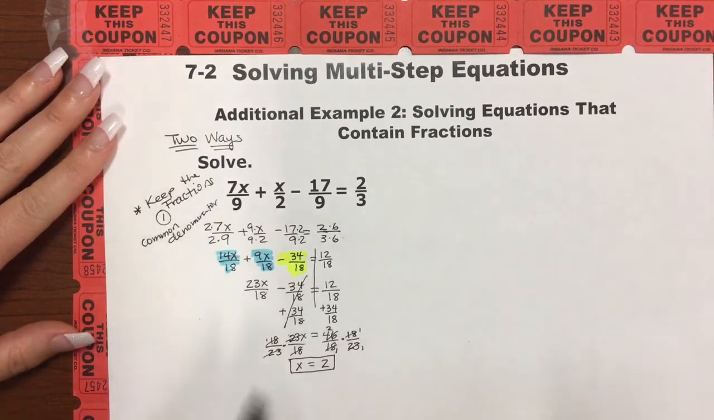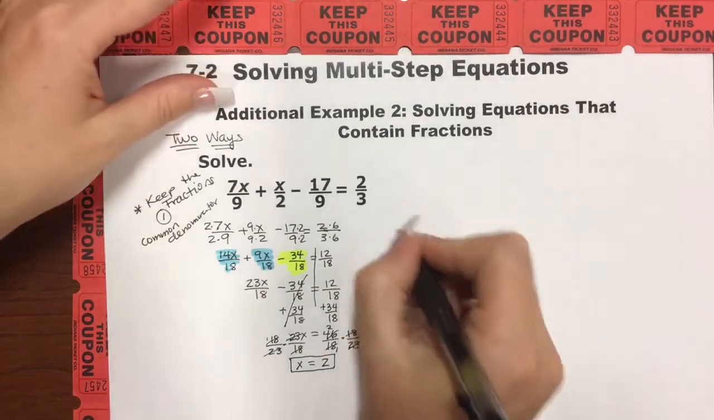Okay, so that's the first way. Keep the fractions, get a common denominator with everything, and then just solve. Let's go ahead and do it the second way.